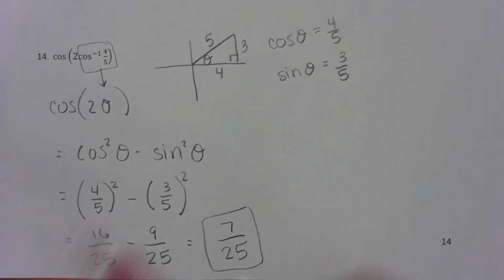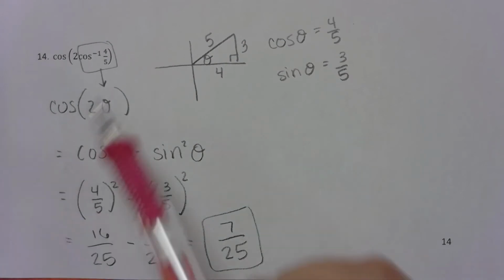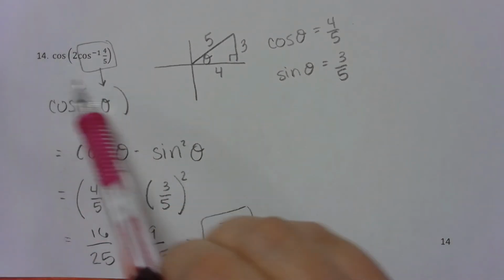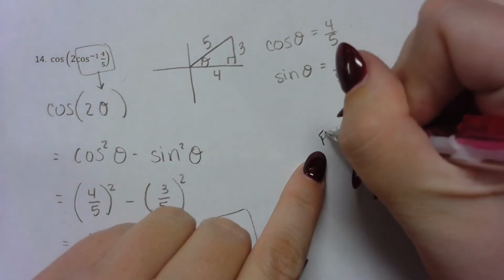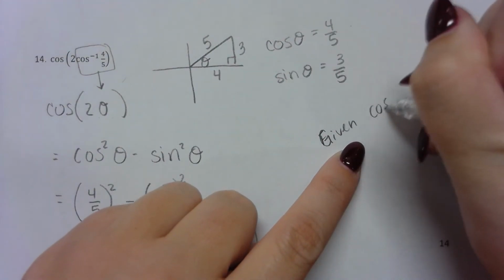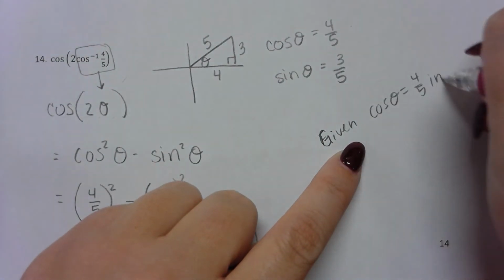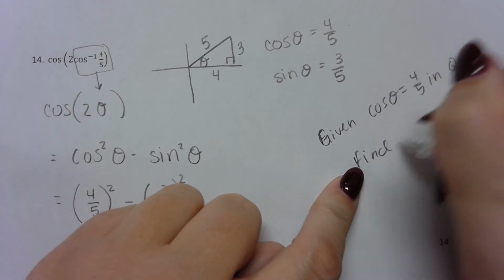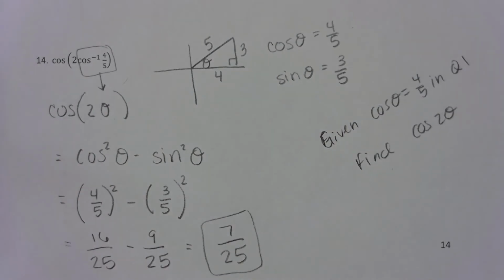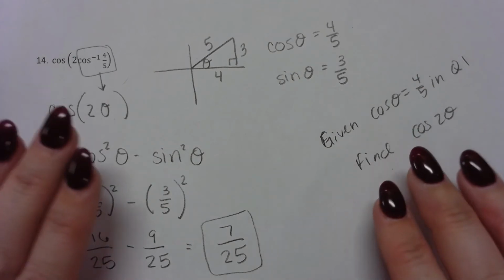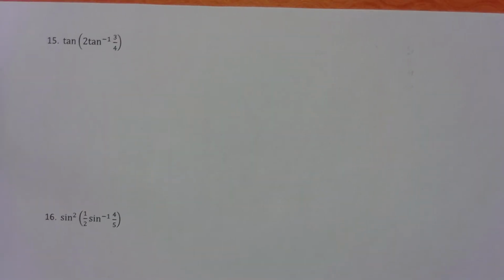The only difference is instead of me saying the cosine is 4 over 5 in quadrant 1, find cosine of 2 theta, I'm just giving you the information in a different way. This is the same thing as me saying, given cosine of theta equals 4 over 5 in quadrant 1, find cosine of 2 theta. This and this are the exact same problem, just written in different ways. So let's look at another one. Let's look at 15, and then you can try 16 on your own.